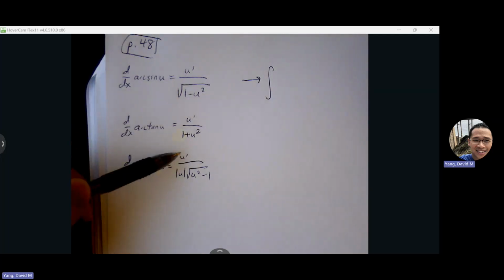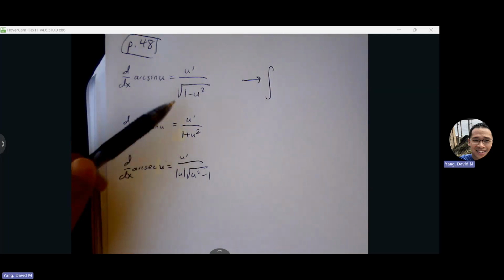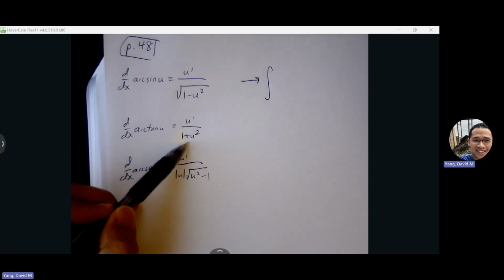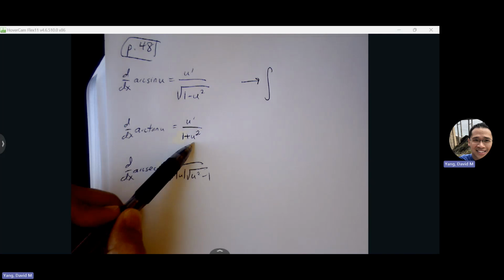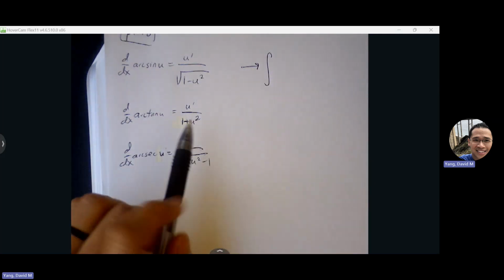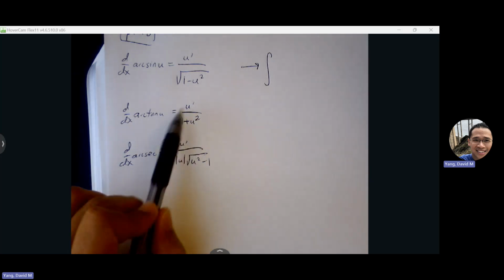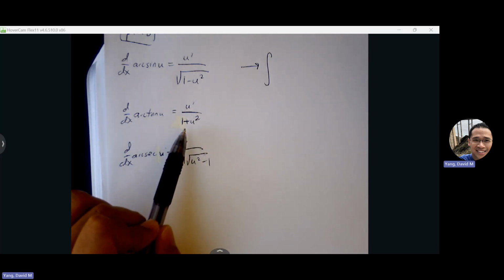They all have u prime in the numerator. All the denominators are just variations of 1 and u squared. Arctangent is the simplest looking one. It has 1 plus u squared. There's no radical. There's no minus sign. It's just plus signs of everything within the derivative rule.